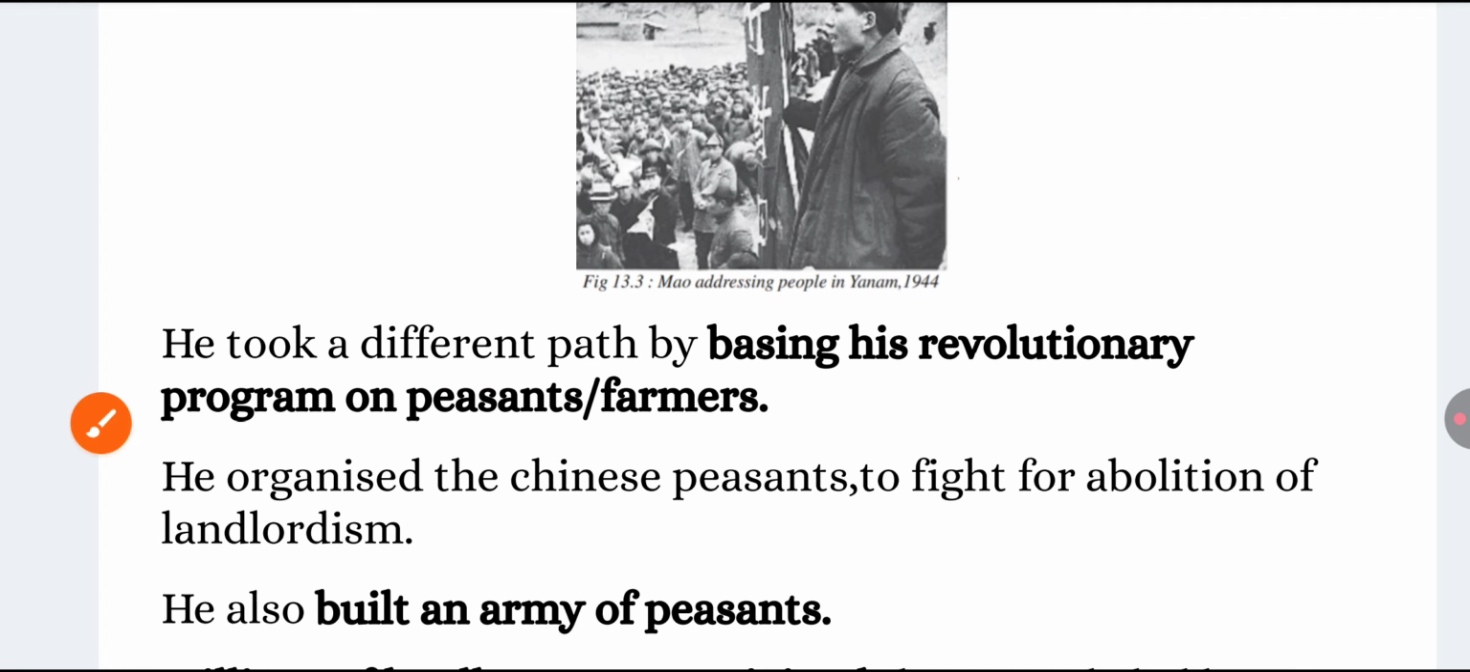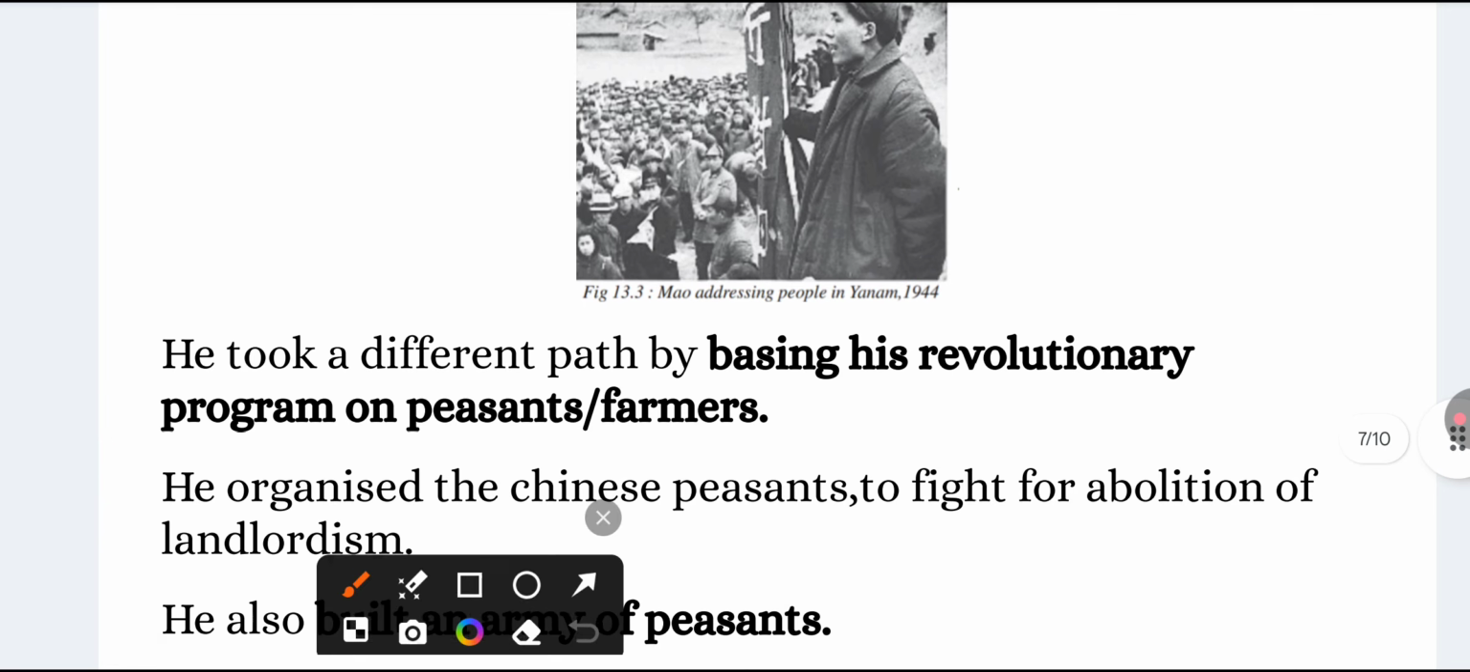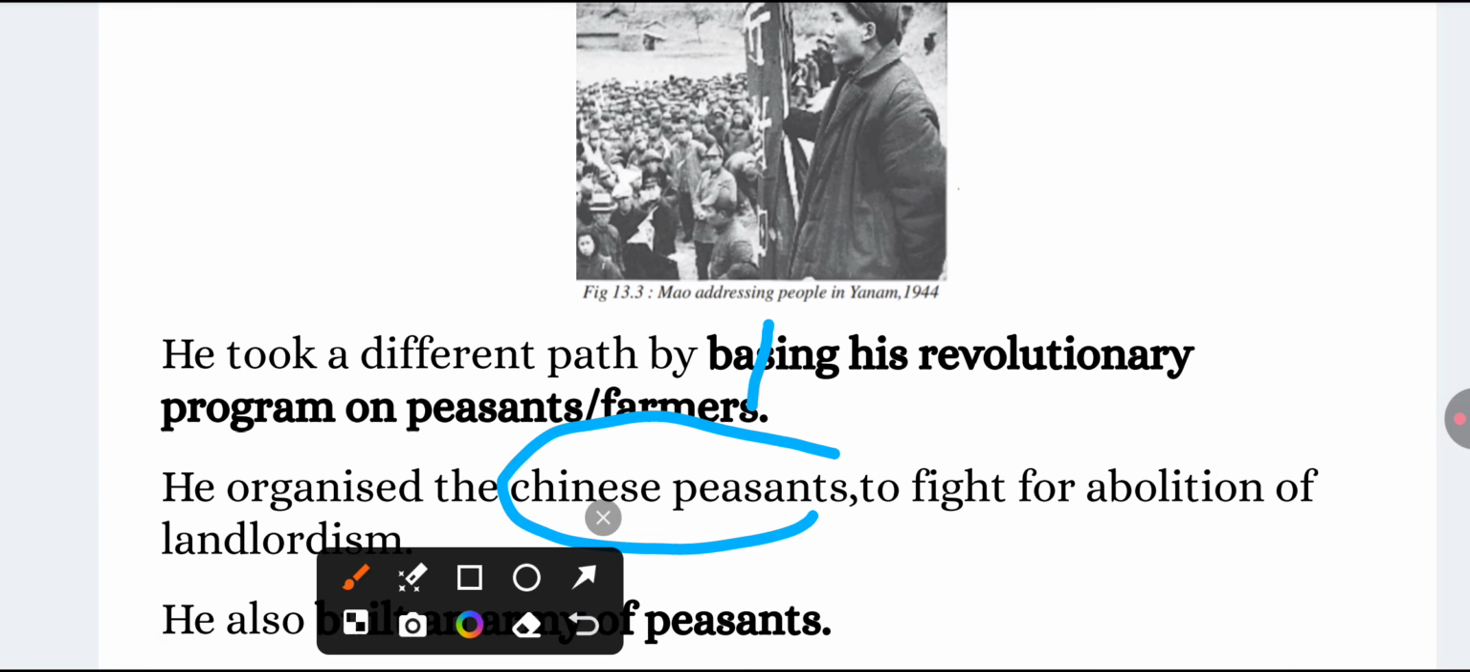Mao Zedong organized Chinese peasants into the Peasants Association. These Peasants Associations fought for the abolition of landlordism.